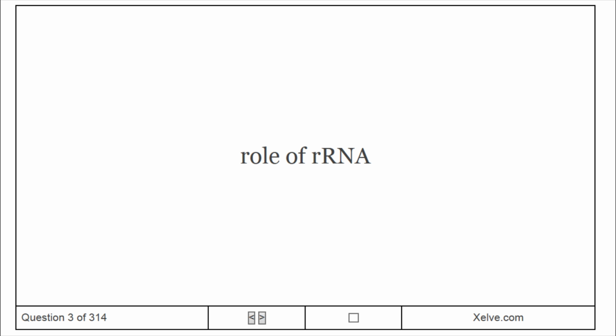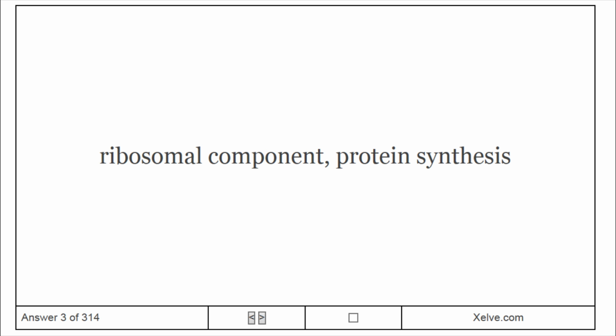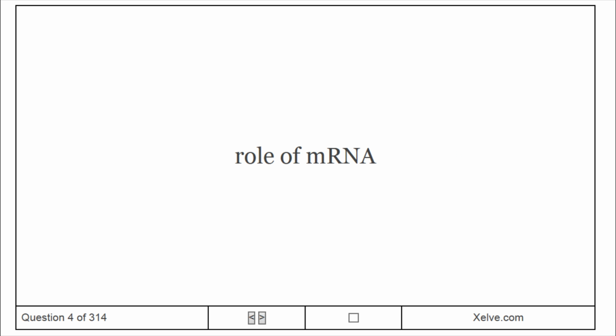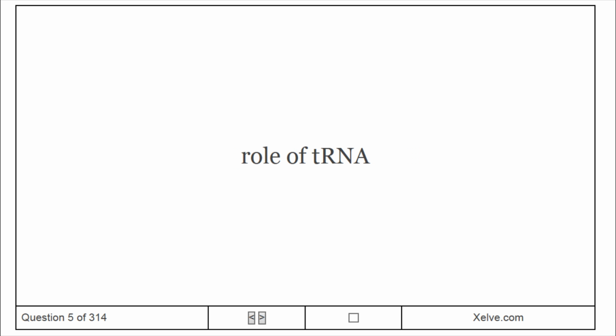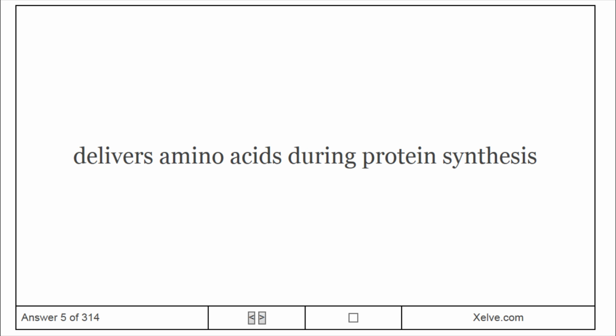Role of RNA. Ribosomal component, protein synthesis. Role of mRNA. Copy of genetic information. Role of tRNA. Delivers amino acids during protein synthesis.